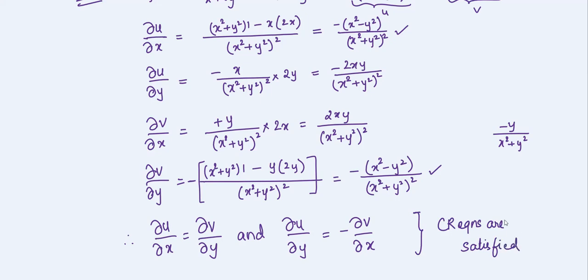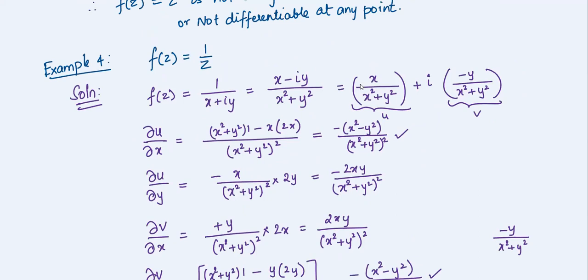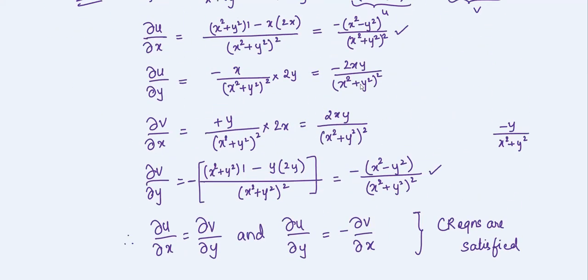So function is analytic, except at one point when x equal to 0 and y equal to 0, the derivatives do not exist because denominator goes to 0. It is not that it is approaching 0, it goes to 0. When you apply the limit, this will go to 0.